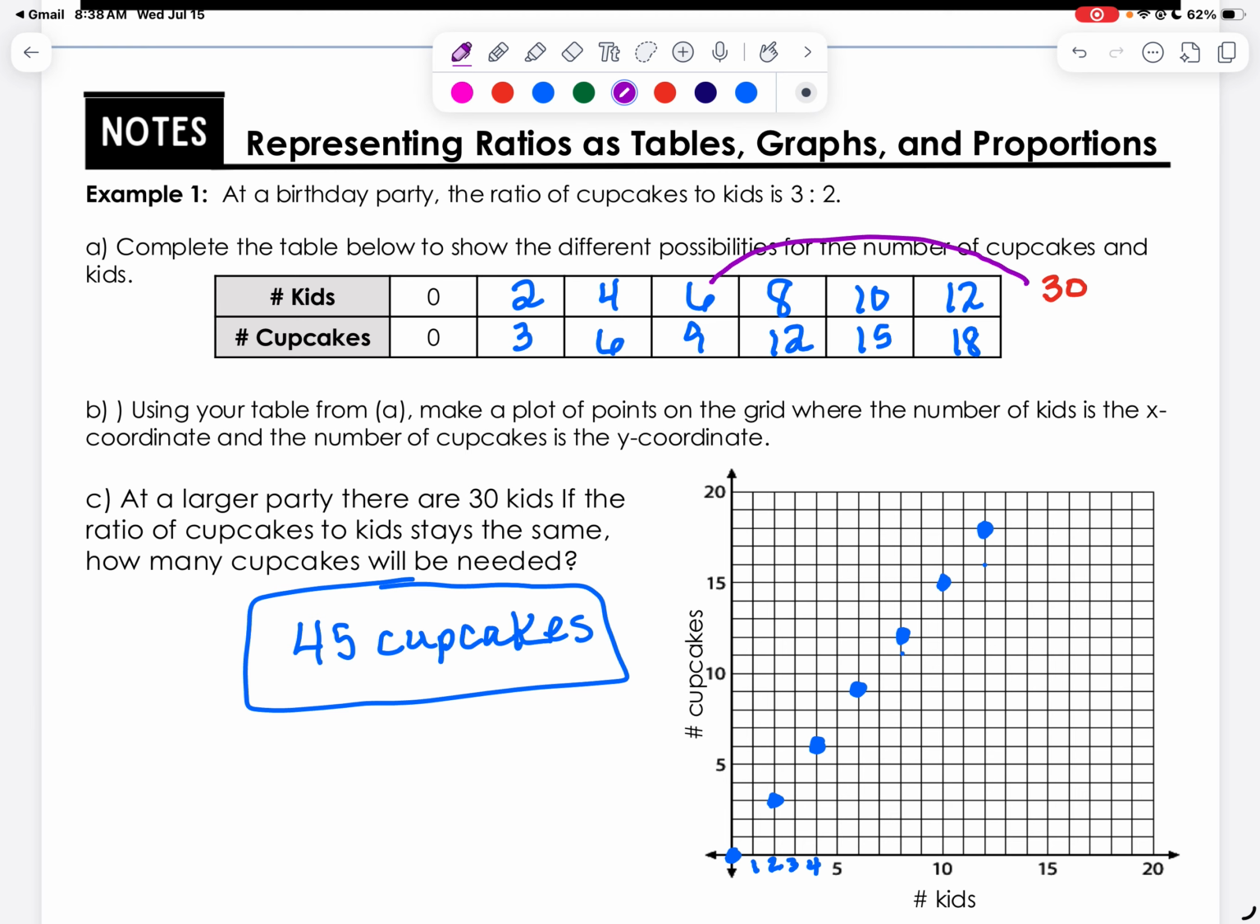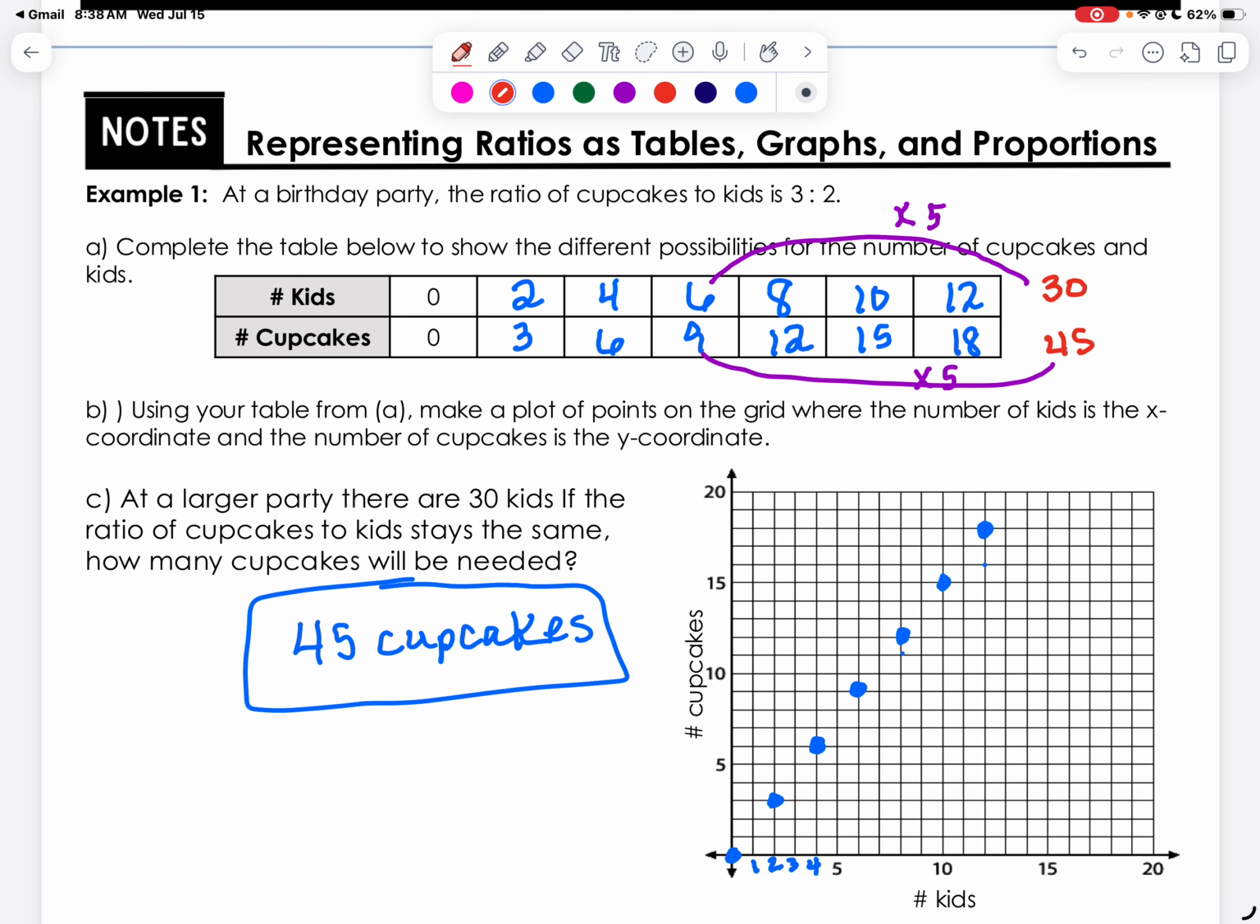What would I have to multiply 6 by to get to 30? Well, hopefully you said times 5. So if I multiply the 6 by 5, I would have to also multiply the 9 by 5. And 9 times 5 is 45. So I still get the same answer no matter which ratio I pick to scale up. So choose the one that makes the best sense to you.